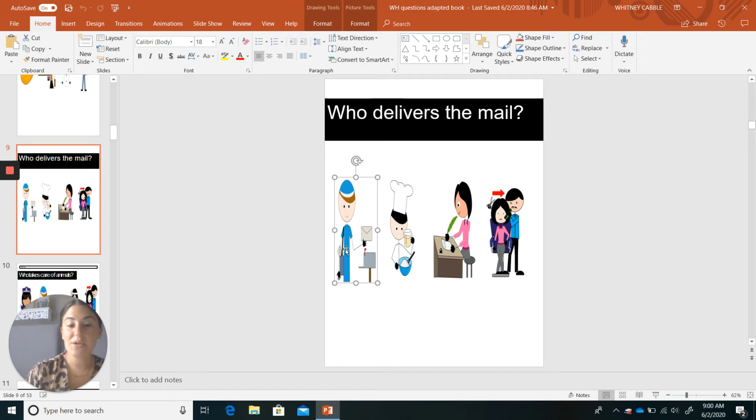If you pointed to the mailman, you're right. He's delivering the mail right here in this picture. He's got an envelope in his hand. He's going to put it in the mailbox to deliver the mail.